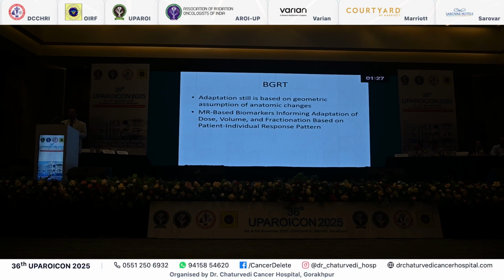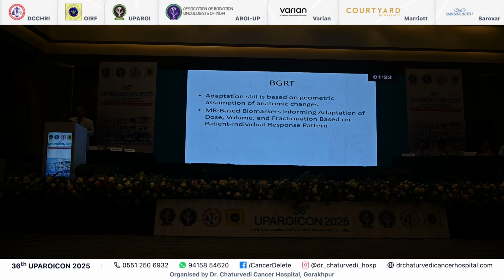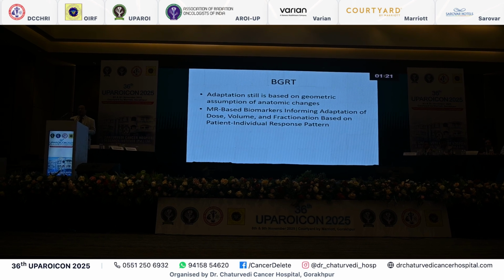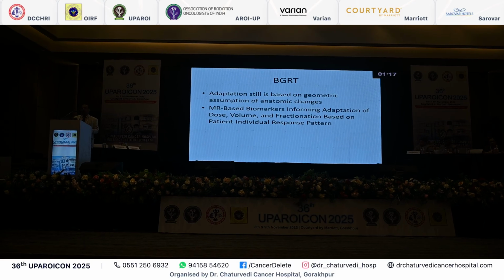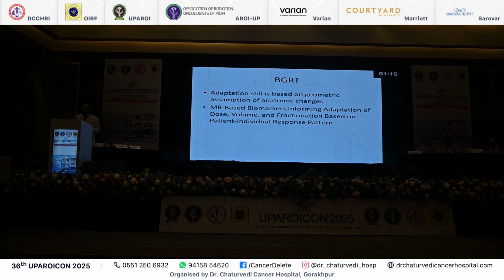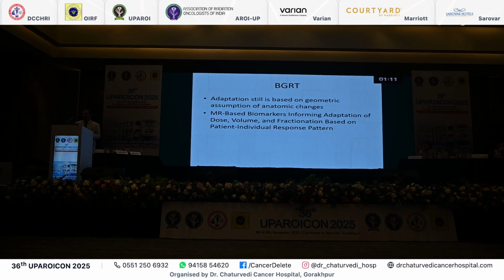So BGRT is biologically guided radiotherapy. Adaptation still is based on geometric assumptions. It is still not based on biology, but this can be a future where MRI based biomarkers can be used for adaptation of dose, volume and fractionation.